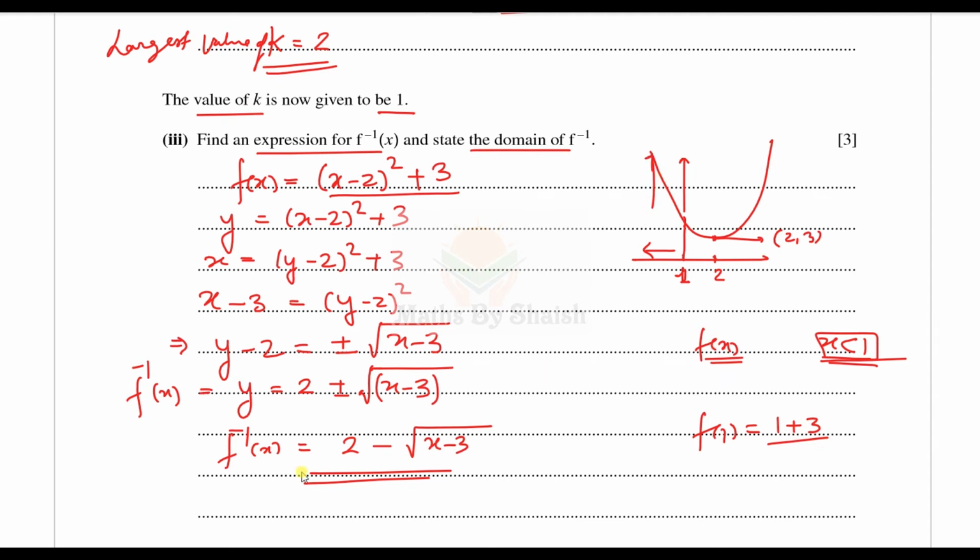So the domain of f inverse: we have found the range of f. The range is f(x) will always be greater than 4, and hence this is going to be the domain of f inverse, that is x is always greater than 4. I hope it is clear. Let's do the next part of it.